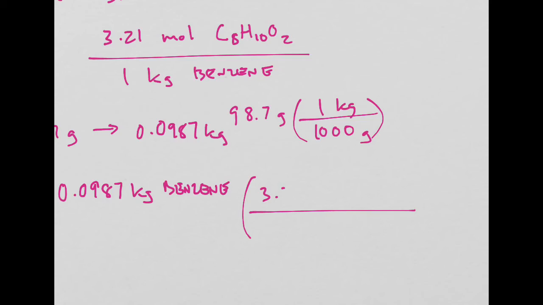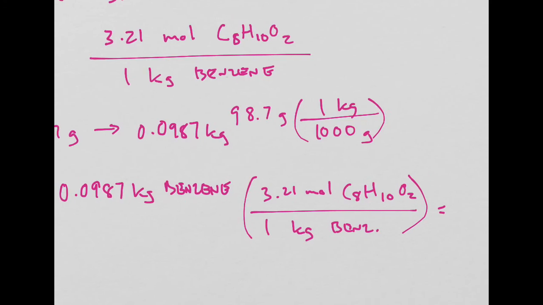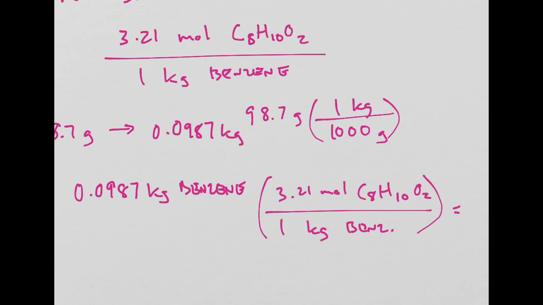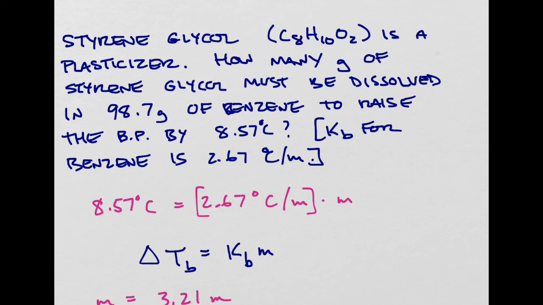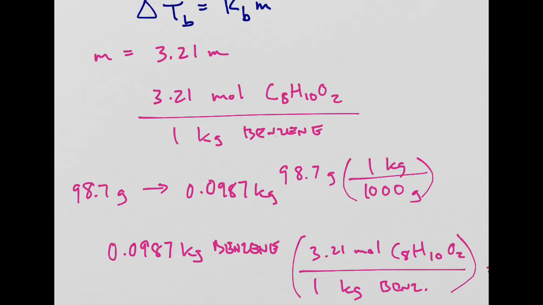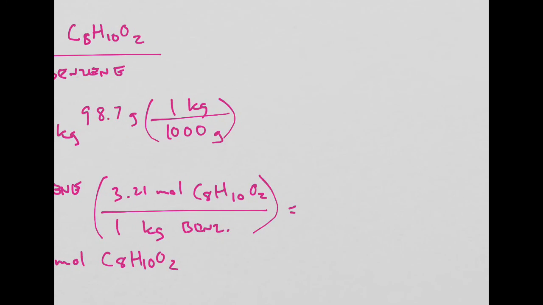So that's 3.21 moles of C8H10O2 divided by 1 full kilogram of my benzene. And when I chuck that into my calculator, I then get 0.317 moles of C8H10O2. And I'm not done yet because remember, the original question asks how many grams of this stuff I need to have? And so that brings us then to do a simple mole conversion.